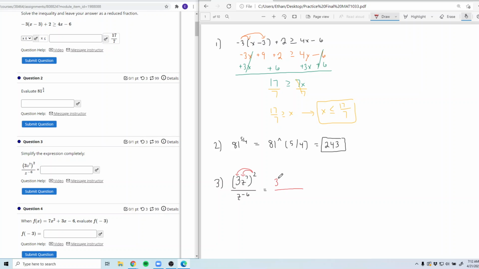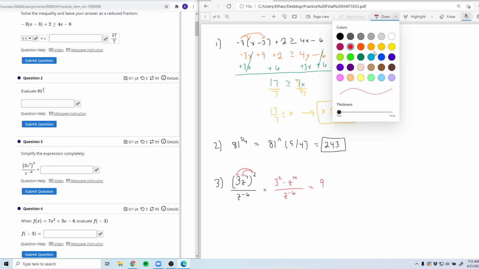We get 3 squared times, and when we do z to the 7th and we square that, we multiply the exponents. We get z to the 14th, and that's over z to the -6. That part didn't get changed. And now 3 squared is 9. Definitely make sure you take care of that.